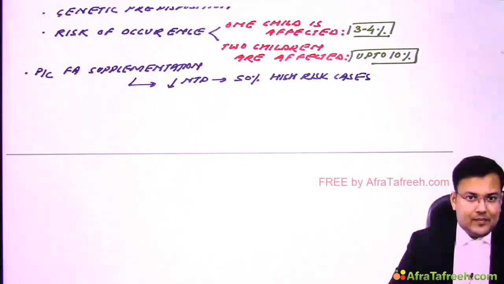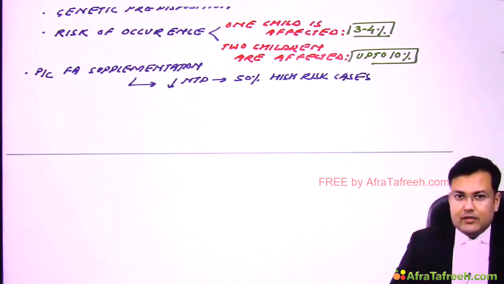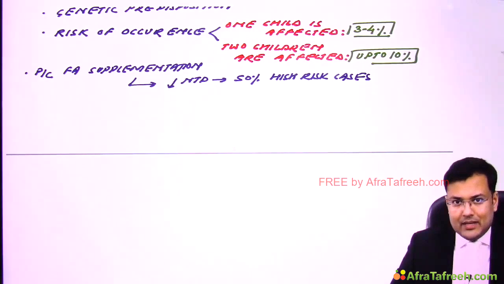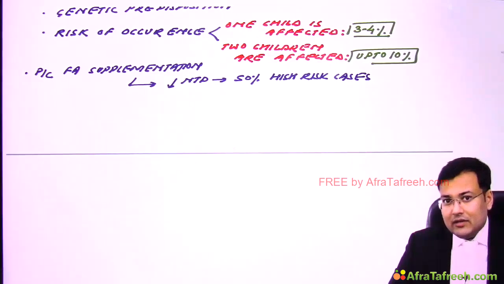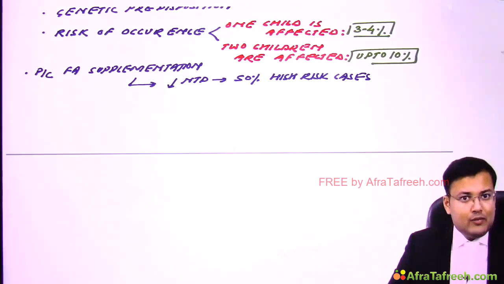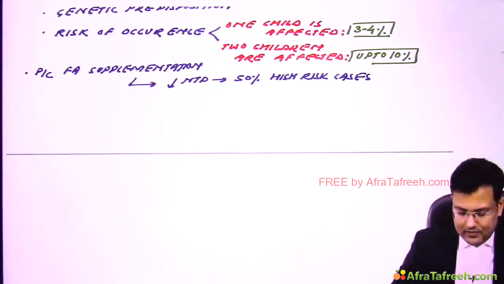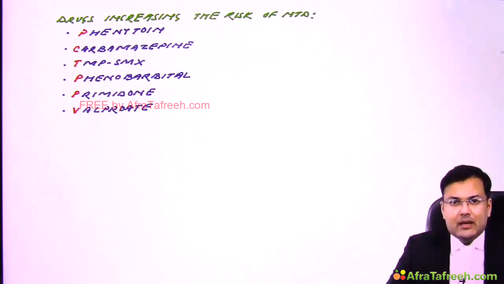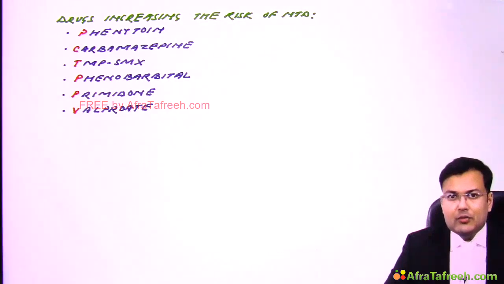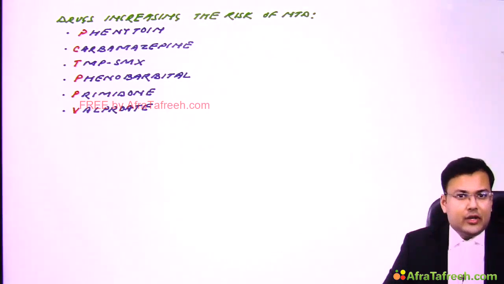There are many drugs which increase the risk of neural tube defects, but this list is dominated by anti-epileptics. Maternal use of anti-epileptics increases the risk of neural tube defects, especially myelomeningocele. The drugs are phenytoin, carbamazepine, trimethoprim, sulfamethoxazole, phenobarbital, primidone and valproate.